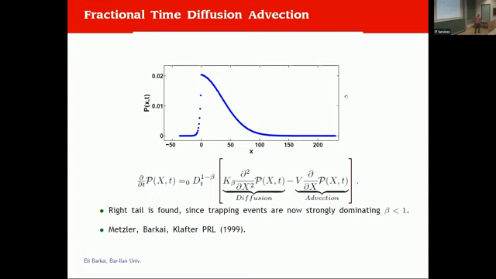This is some old work with Ralf Metzler and Yossi a long time ago. You get fractional time when beta is less than 1. You get fractional space when beta is bigger than 1. And beta equal to 1 is a very tricky thing, and I don't know exactly what happens there. But there is a transition in the equation itself from the description of time to space. Of course, when beta is less than 1, left tails, we get right tails.